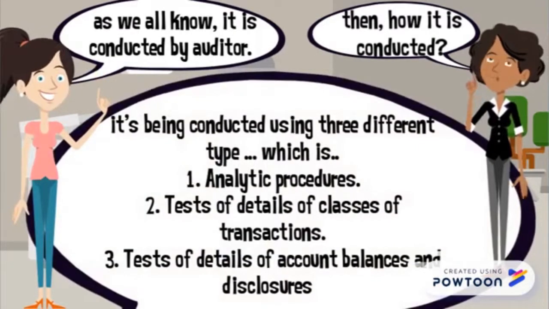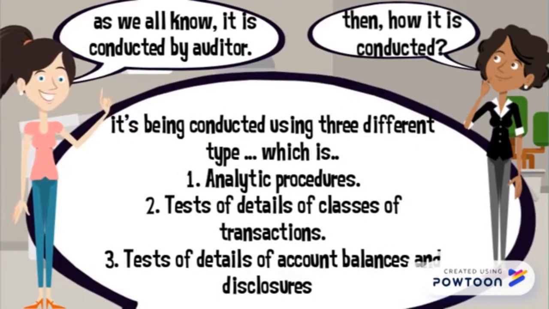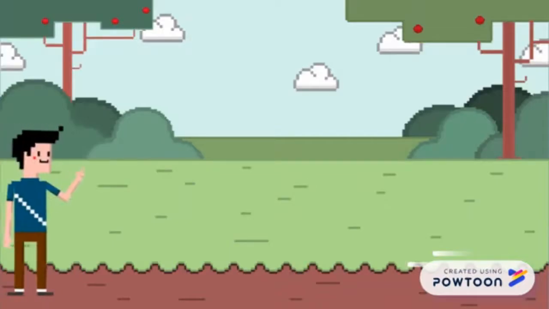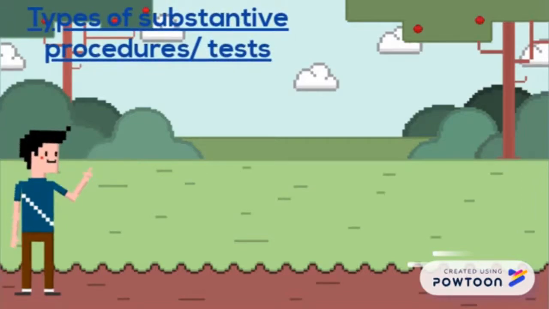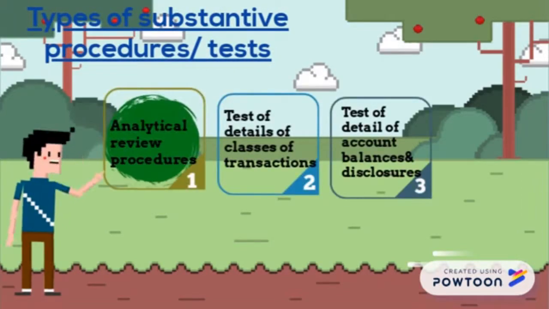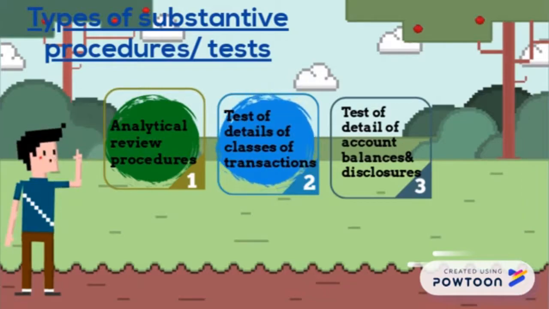It is conducted using 3 different types: 1. Analytical procedures. 2. Tests of details of classes of transactions. 3. Tests of details of account balances and disclosures. There are 3 types of substantive procedures, namely analytical review procedures, test of details of classes of transactions, and test of details of account balances and disclosures.